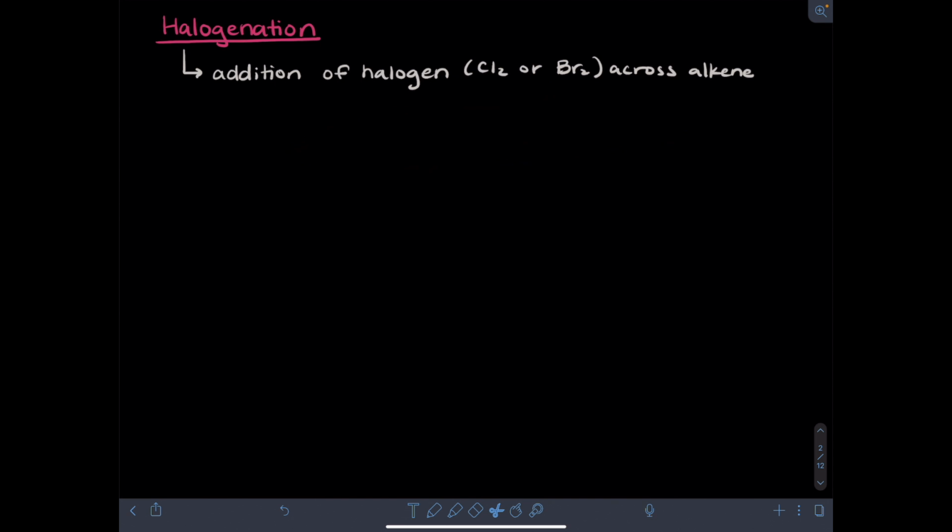Halogenation is the addition of a halogen, either chlorine or bromine, across an alkene. In the halogenation, each carbon of the alkene gets a new bond to a halogen, and the pi bond is broken. Sometimes the textbook will show this reaction being performed in CH2Cl2 solvent. This is known as dichloromethane, and it is non-nucleophilic, meaning it will not participate in the reaction.